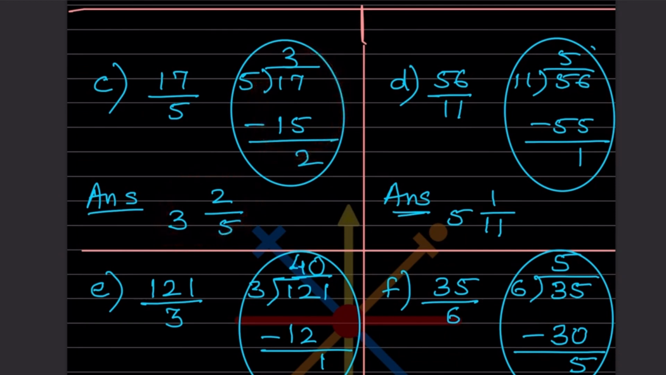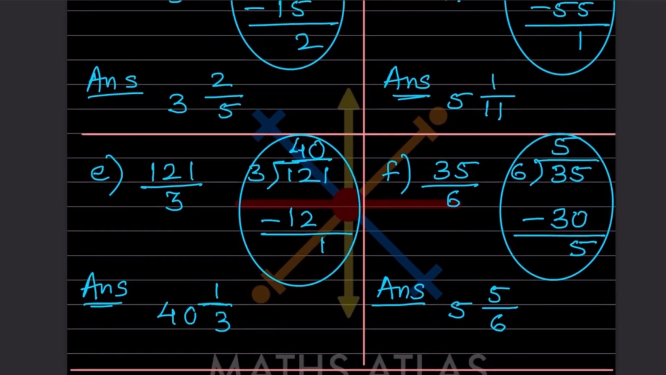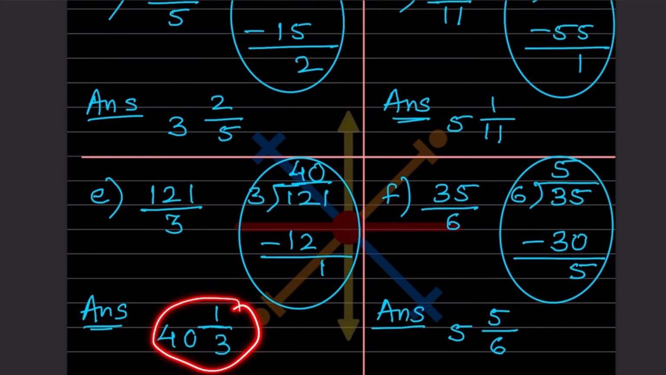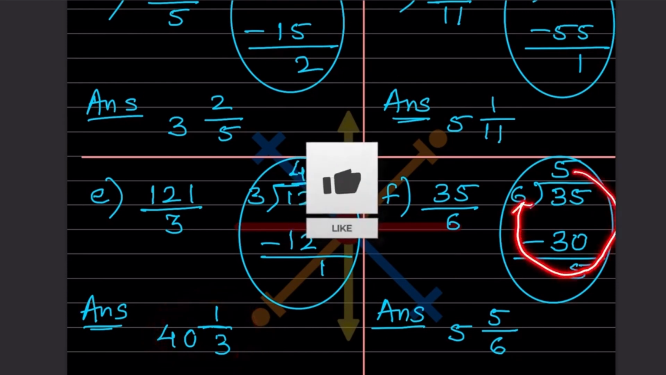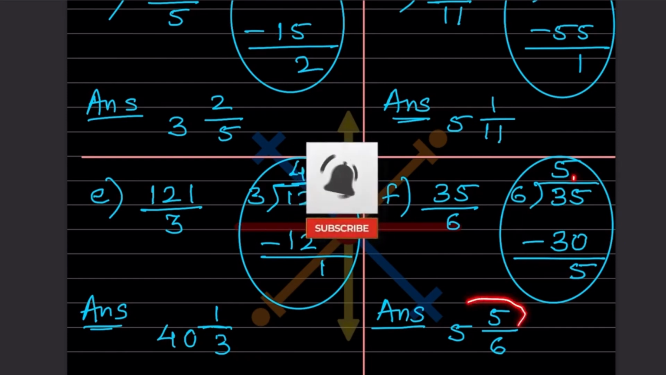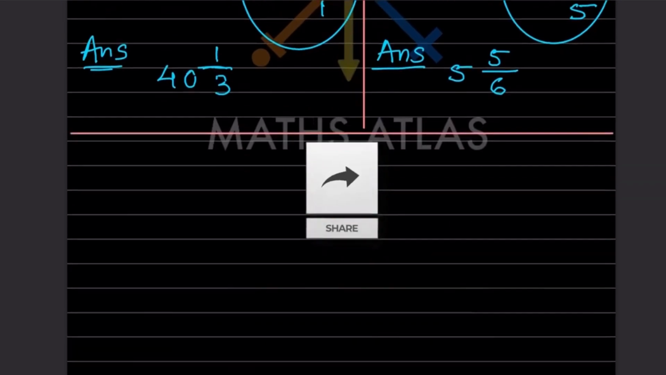Now look at here, 56 by 11. You will go like this. How is that? 5 integer 1 by 11. Again here, 121 by this one. So now look at here. You will go like this. So what is the answer? 40 integers 1 by 3. Now look at here. You will go like this. 35 by 6. So 5 integers 5 by 6.